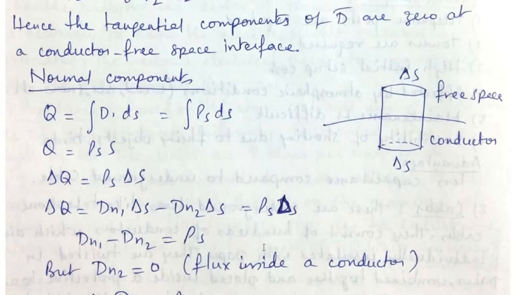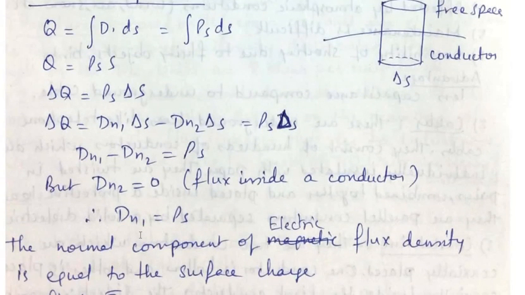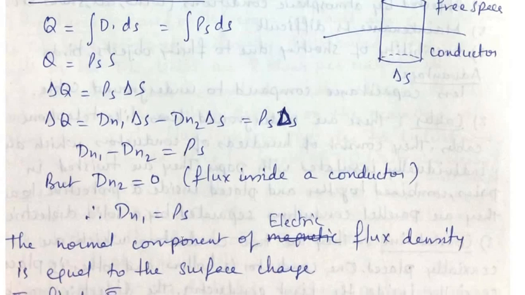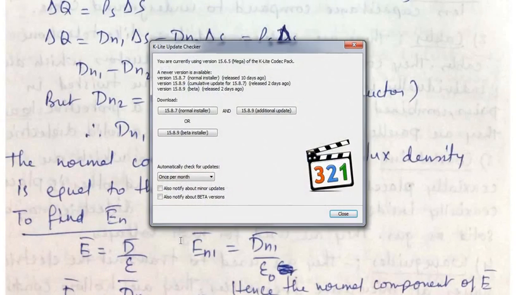Next, to solve the normal components, again we use the same Gauss law. Start with the Gauss law and use the equation delta Q is equal to Dn1 delta S minus Dn2 delta S equal to rho s into delta S. But here Dn2 will be equal to 0, that is there is no flux inside a conductor. So put 0 in place of Dn2. So we get Dn1 is equal to rho s, that is the normal component of electric flux density is equal to the surface charge.